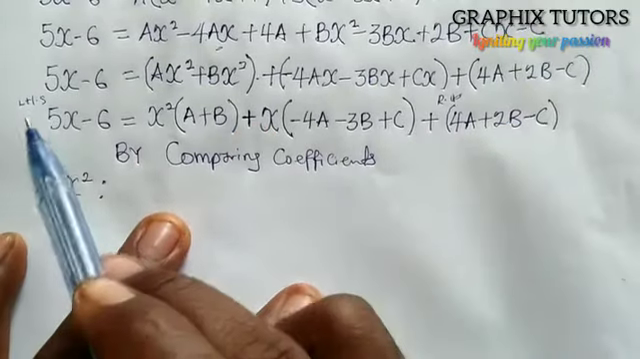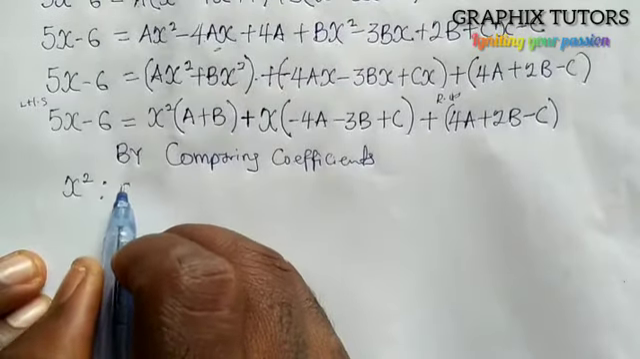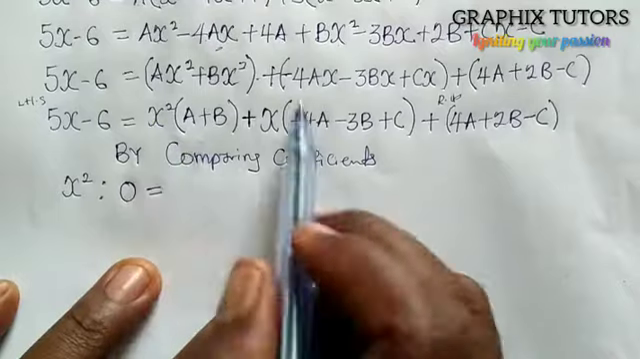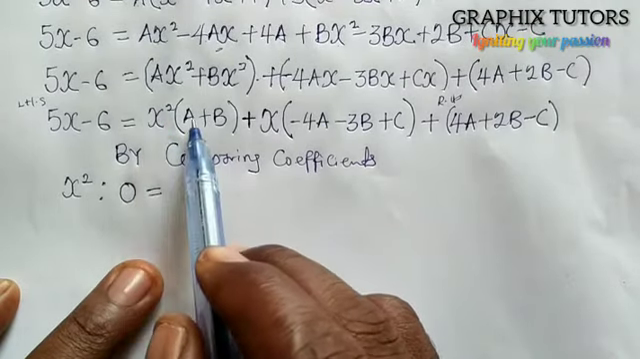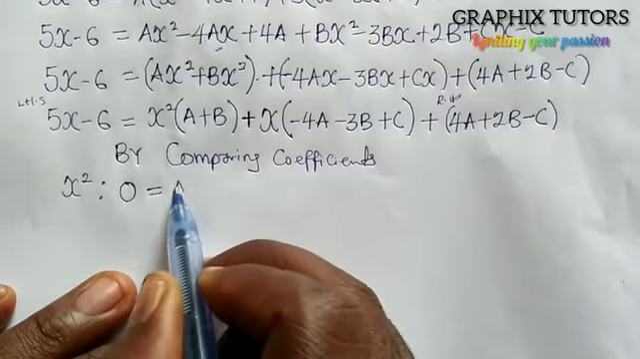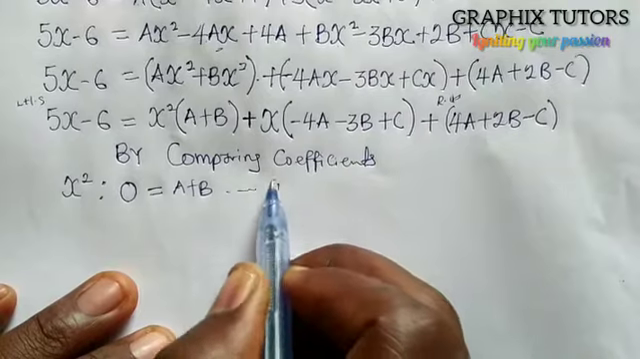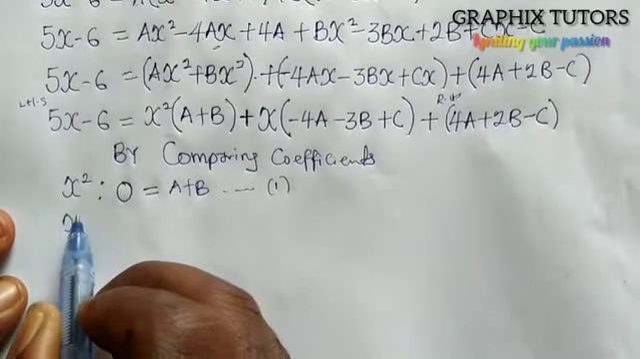So at my left hand side, do I have anything like x squared here? No. It means the coefficient of x squared is 0, equals to, at my right hand side, do you have any x squared here? Yes, I have x squared. So what is the coefficient? a plus b. So I'm only writing the coefficient down. I'll term it equation 1.